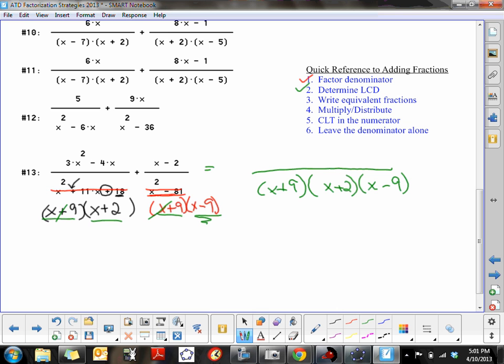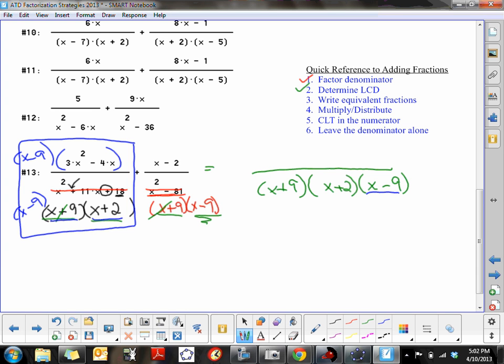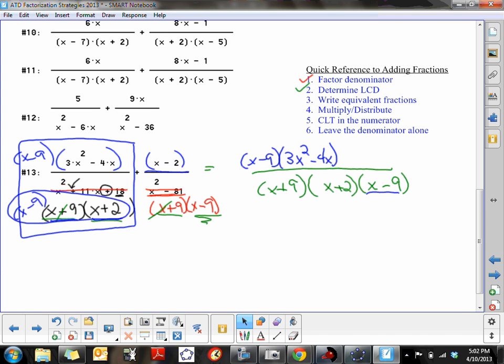Now we're going to go back through and make our equivalent fractions. So now we're examining our first fraction. It's got an x plus 2, x plus 9. What it's missing is the x minus 9. So take the top and bottom of this times x minus 9. And that creates our common denominator that we needed. So in essence, what I got to do is take x minus 9 times 3x squared minus 4x. Always keep it in mind, a fraction bar is a grouping symbol, so I've got that x minus 2 in grouping up there as well.